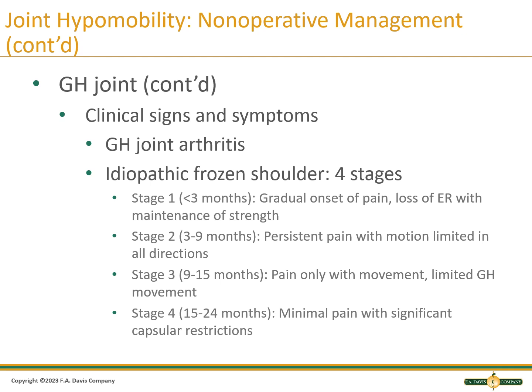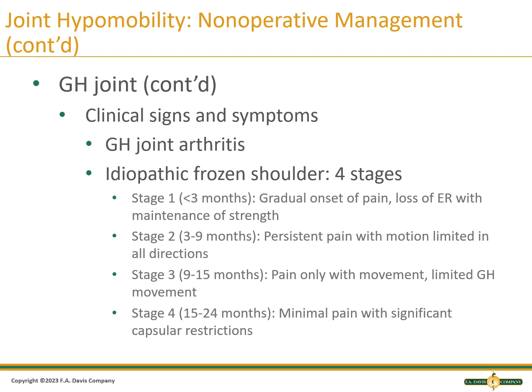Idiopathic frozen shoulder, we're going to look at the 4 stages of that and how those present. So stage 1 is what happens in the first 3 months, so less than 3 months of onset. This presents with a gradual onset of pain, a loss of external rotation with maintenance of strength. So remember from our capsular pattern that external rotation is the first movement lost and the one that we lose the most motion of. And so it lines up that external rotation would be our first motion lost.